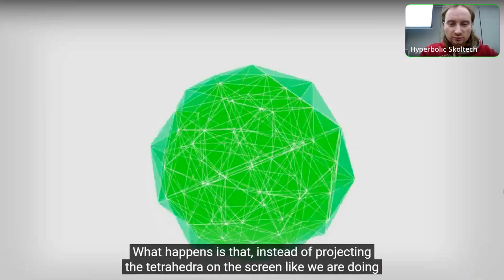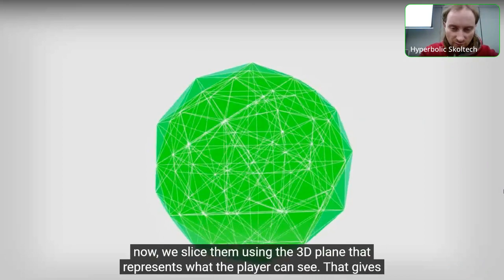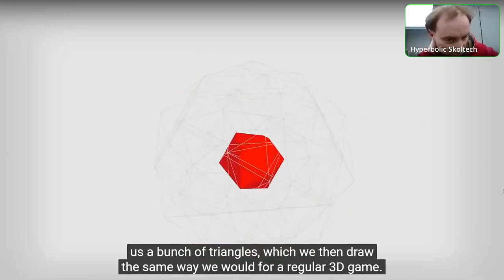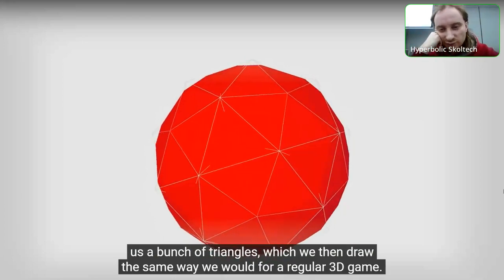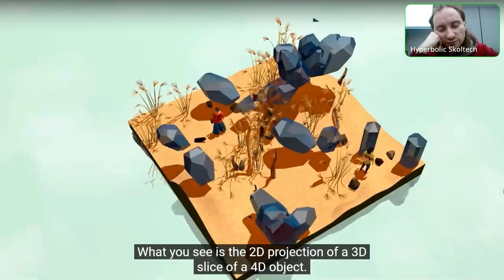What happens is that instead of projecting the tetrahedron on the screen like we're doing now, we slice them using the 3D plane that represents what the player can see. That gives us a bunch of triangles, which we then draw the same way as in a regular 3D game. What you see is a 2D projection of a 3D slice of a 4D object.